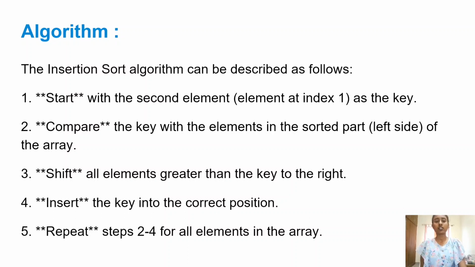Algorithm for insertion sort. First step is start with the second element as the key, element at index 1, and compare the key with the elements in the sorted part, meaning the left side of the array. Then shift all the elements greater than the key to the right and insert the key into the correct position. Then repeat these steps 2 to 4 for all elements in the array.